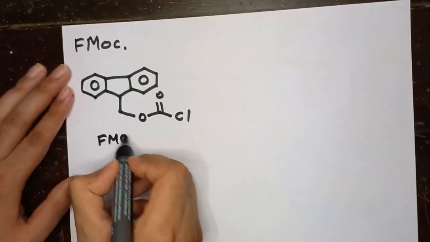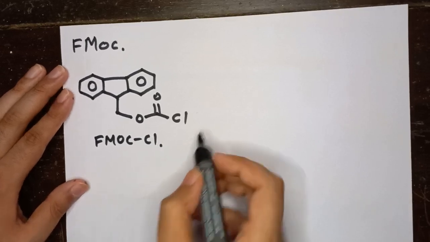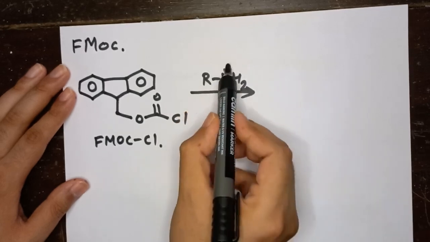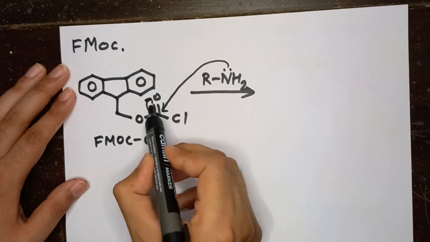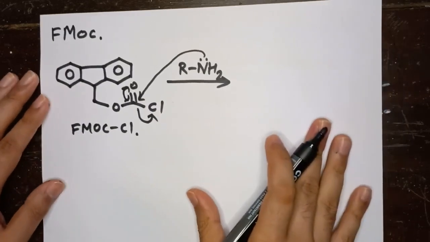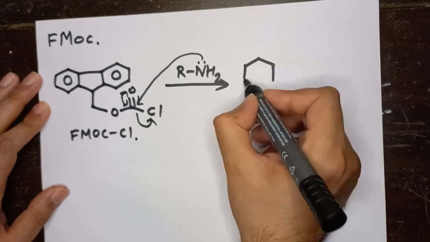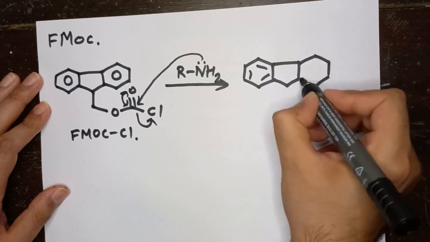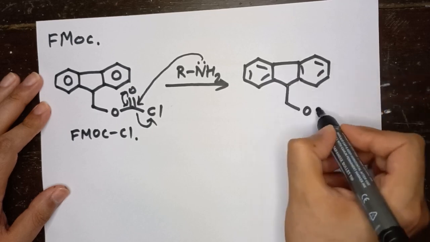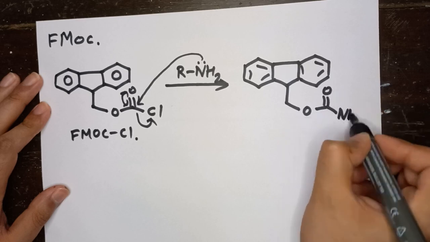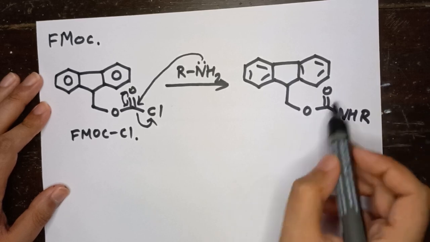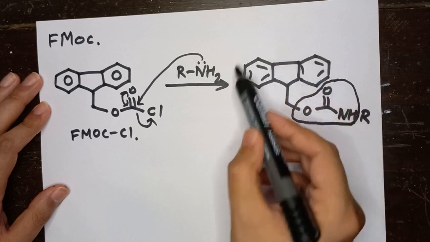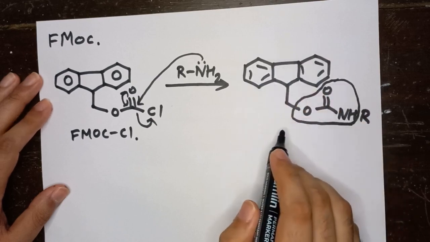This is what we call FMOC chloride group. Now, in the presence of an amine, this nitrogen lone pair will replace chlorine, and you have simply generated an FMOC protected amine. We have generated a carbamate, and this group is why we call it FMOC.